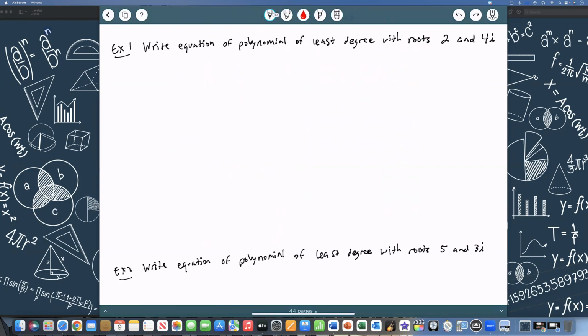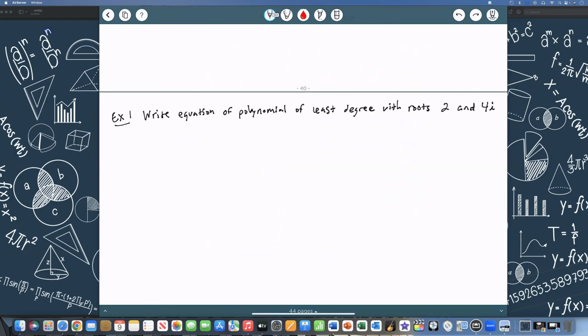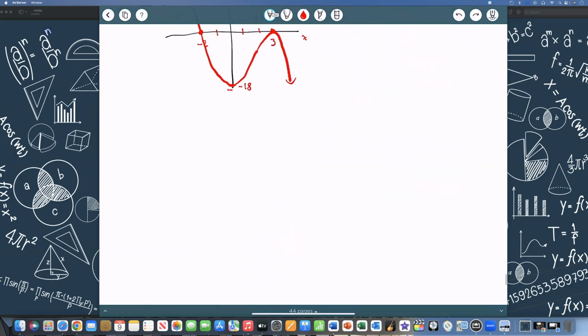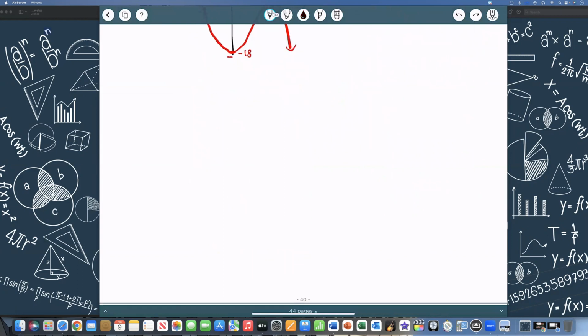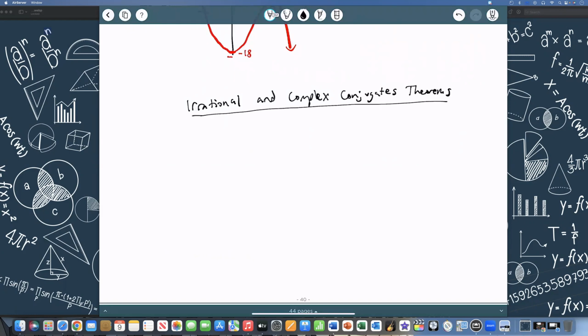So in order to solve problems with imaginary numbers, we're going to first learn two new theorems. These are two separate theorems, but we're just going to combine them, so it's easier to look back at. They go hand in hand, so having them in the same spot will be helpful. This is the irrational conjugates theorem and the complex conjugates theorem. Those are the two theorems. They basically say more or less the same thing.